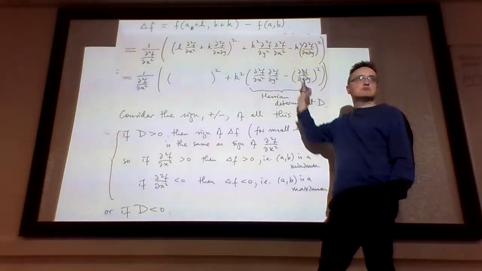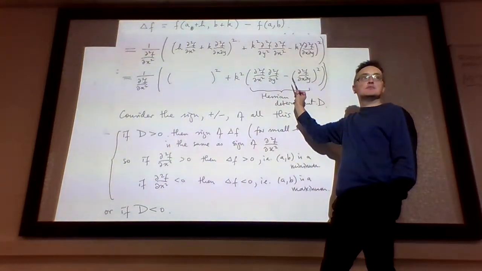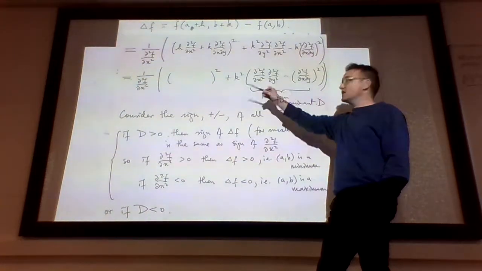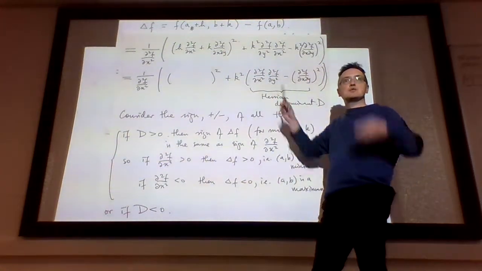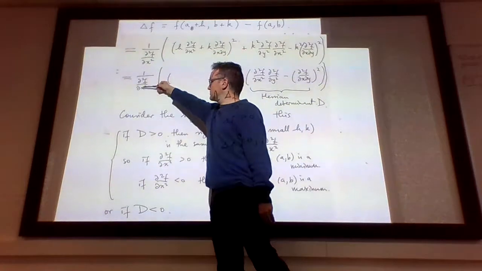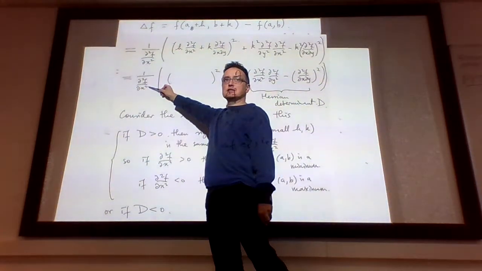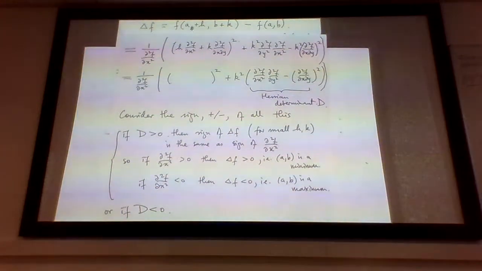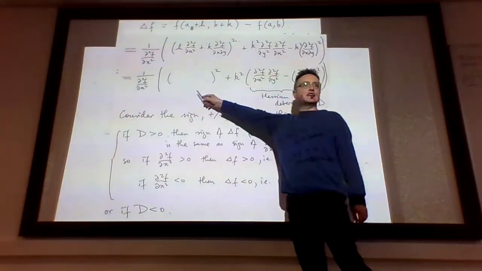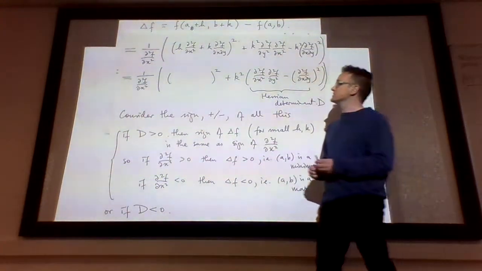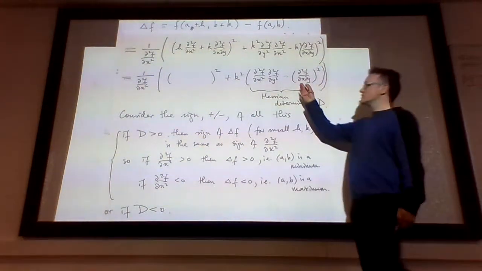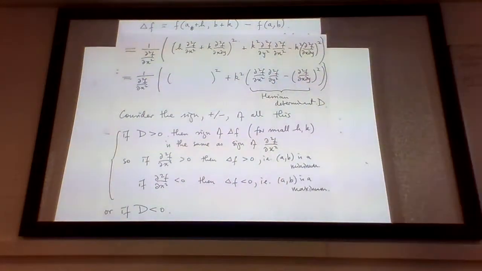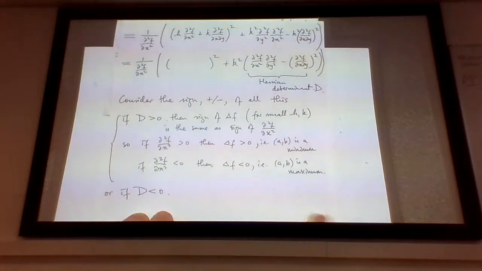So we're unsure. So it's a positive quantity minus a positive quantity. So what the sign of this whole bracket is depends on how big this one is compared to this one. So we're unsure. And then it's multiplied by the reciprocal of this, and we don't necessarily know what the sign of that is. Okay. So if the Hessian determinant comes out as negative, we can't make a judgment on what the sign of this whole thing is. It depends on the relative sizes. So it's going to depend on the size of h and k and the particular values of these second order partial derivatives.